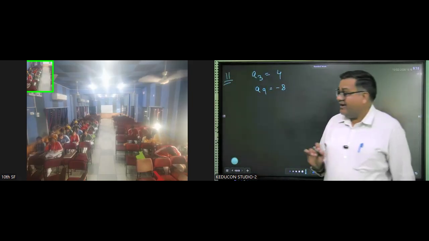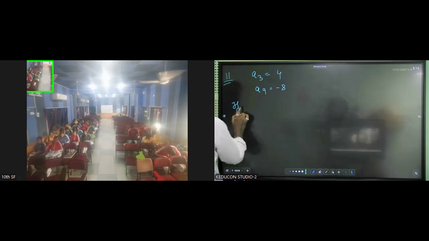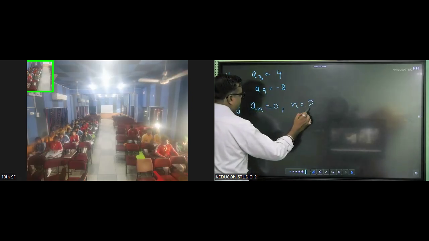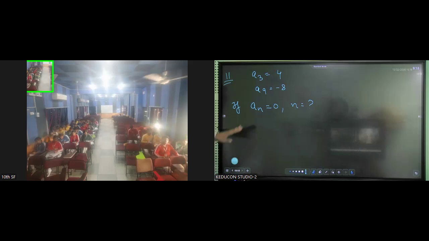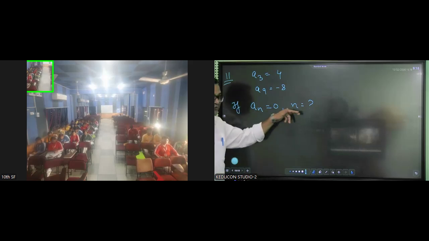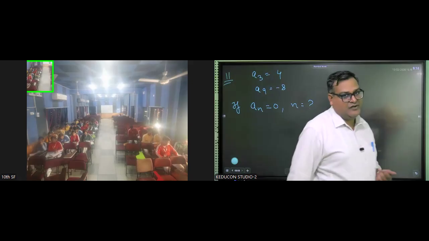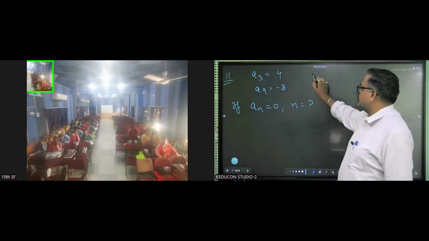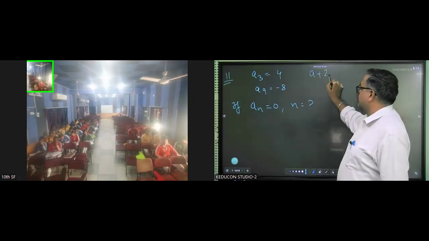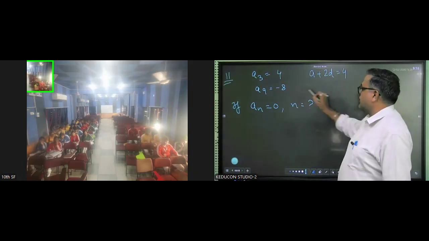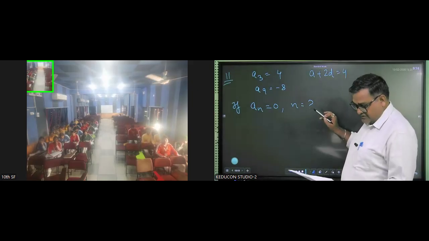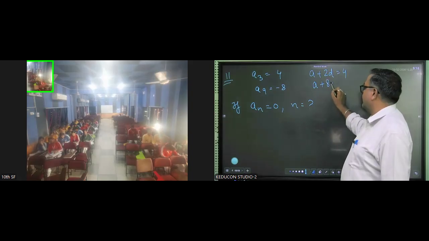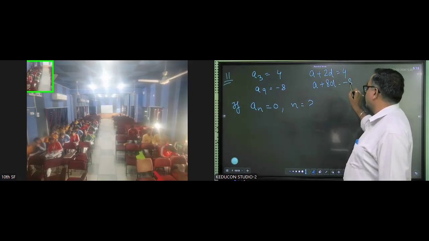Means if an is 0, then you have to find n. Which term? Means some term of the AP is 0, so you have to find which term it is. Means n you have to find. How will you do it? When A3 is given, it means a plus 2d equal to 4. When it is A9, this will be a plus 8d, which is equal to minus 8.